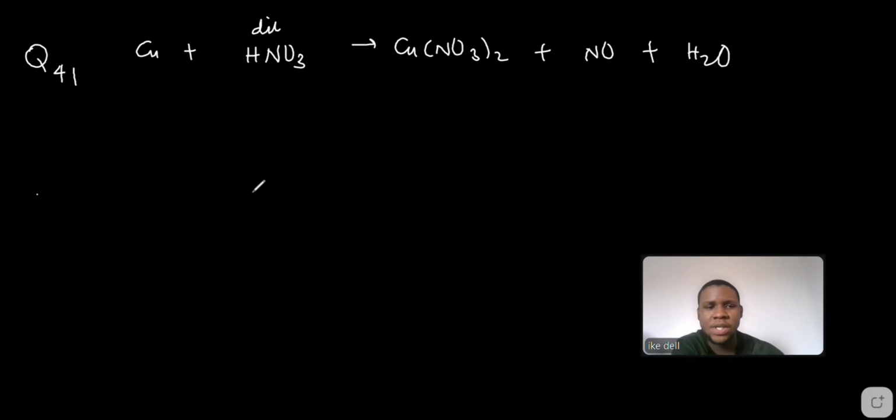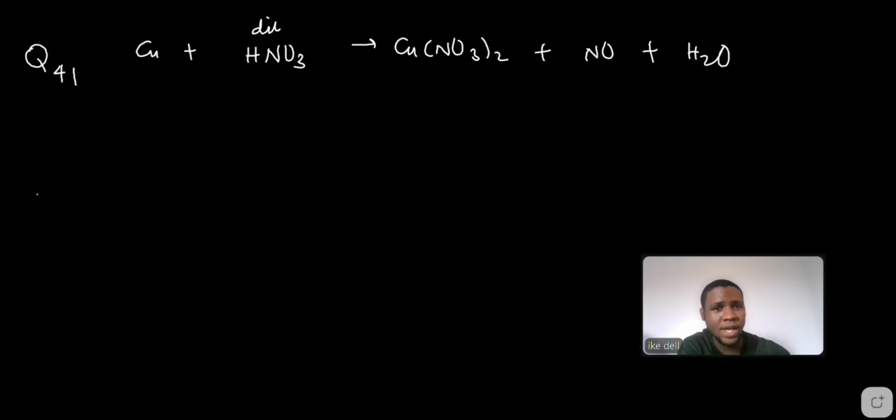So in question 40, I mentioned that if you're given dilute HNO3 reacting with the copper, then it's going to be like this. You have your copper nitrate, you would have your NO, which is nitrogen 2 oxide, and then you have water, okay? But if it's concentrated, then you're going to have NO2 at that point, and the other things will still be there.